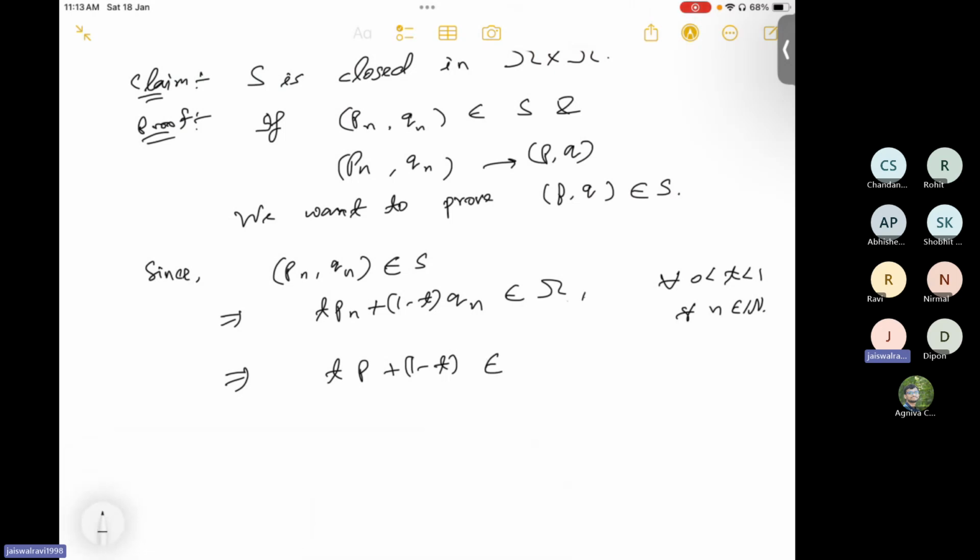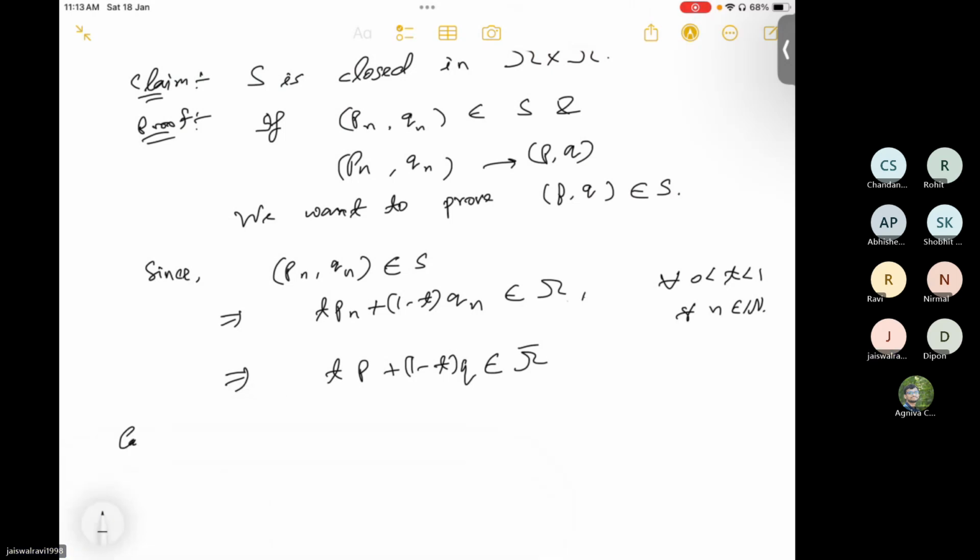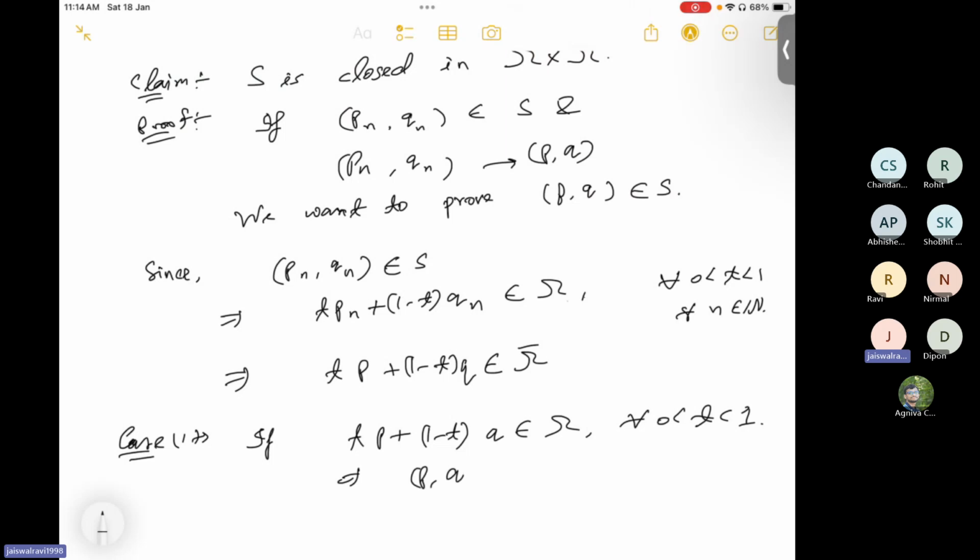This is in omega bar actually. So here we have two cases. Case one: if tp plus 1 minus tq is in omega for all t between 0 and 1, then we are done. Then we will have p comma q in S.